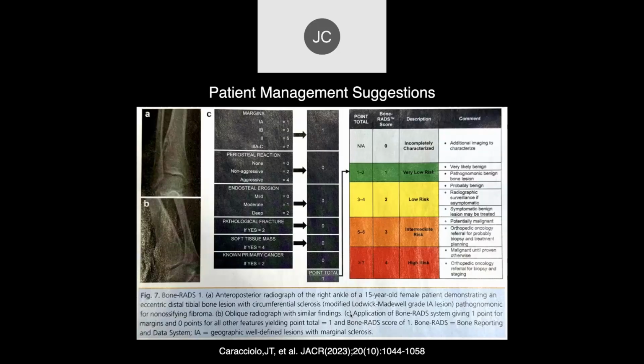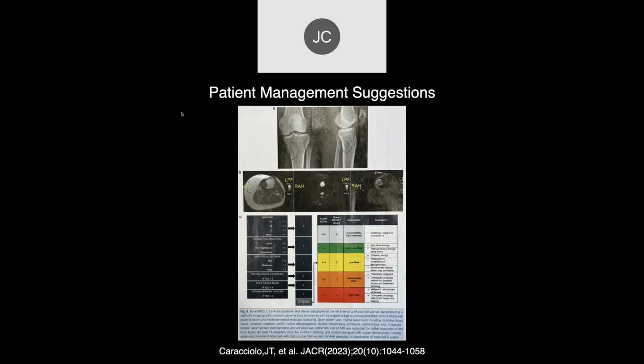So just to show some examples, and these images don't come across very well because I just took photographs of this article. This is a lesion which basically has sclerotic margins, no periosteal reaction. So you get a 1A for the margins. Everything else is a 0, so it's a 1, so it's a very low risk, which we see here. And this was a non-ossifying fibroma and has a classic appearance. So it's basically a leave-me-alone lesion.